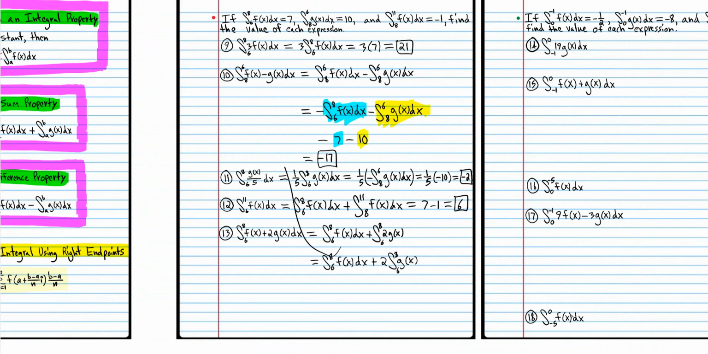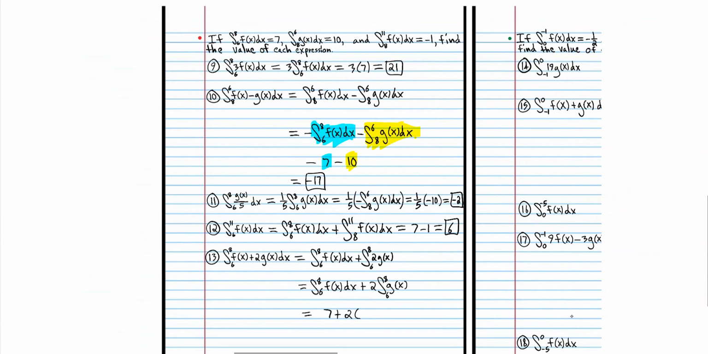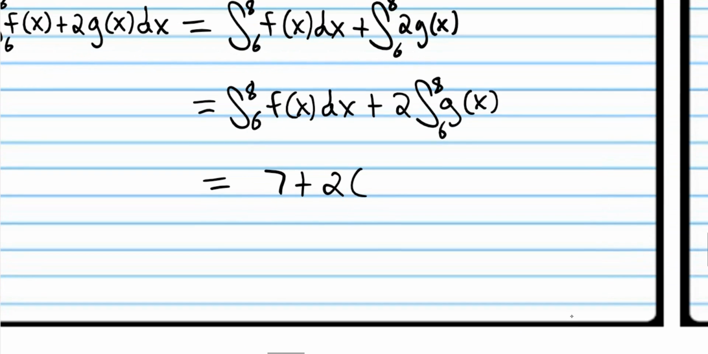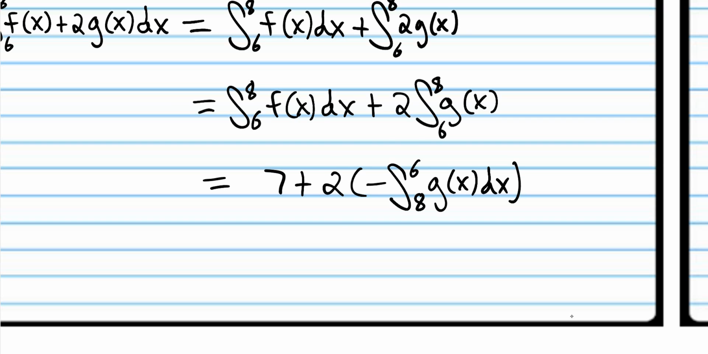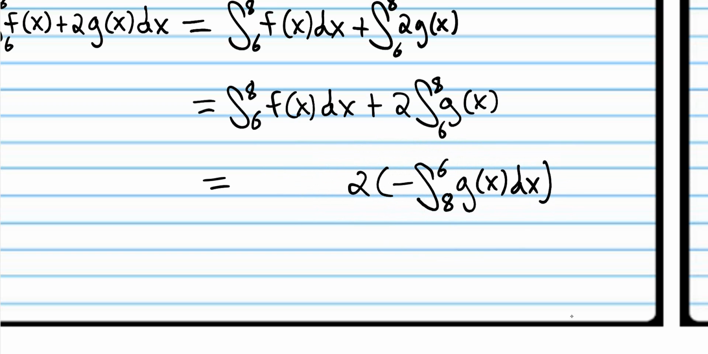And so now we have the integral from 6 to 8 of f of x. That's just 7. And do we have the integral from 6 to 8 of g of x? The answer is no, we don't. We have the integral from 8 to 6 of g of x. We want the integral from 6 to 8. So we just have to reverse the limits of integration and change to a negative symbol. And maybe I'll just keep that integral there for now.